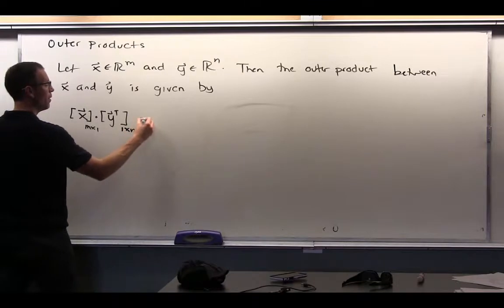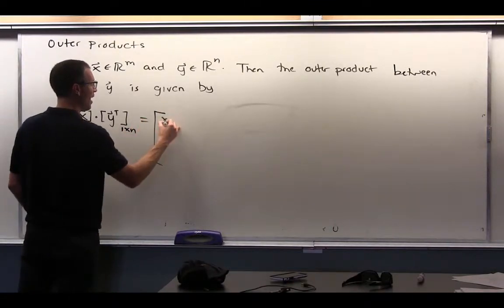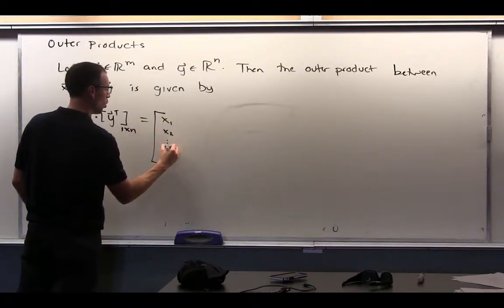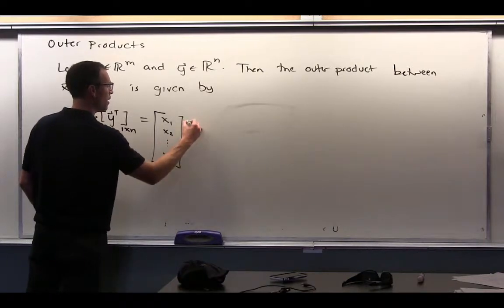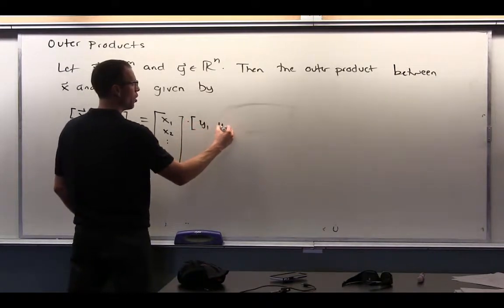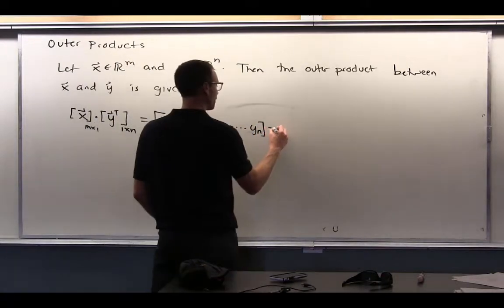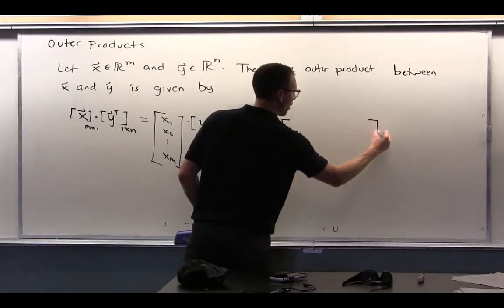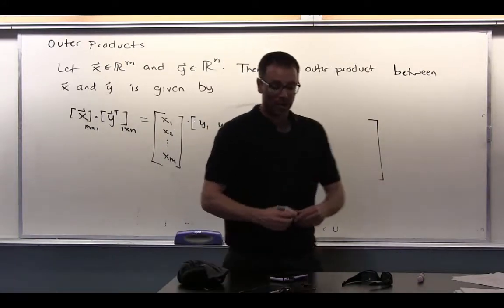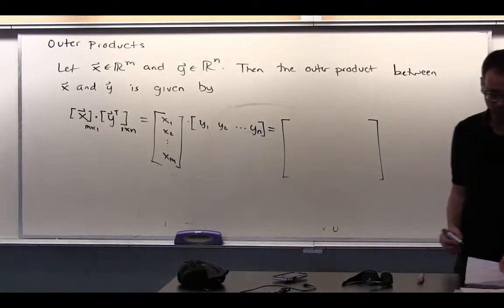1 by n. If we were to write this, this would be x1, x2, all the way down to xm. The y transpose would be y1, y2, all the way down to yn. Do you remember what we said about forming the corresponding outer product there? What would we do to do that?